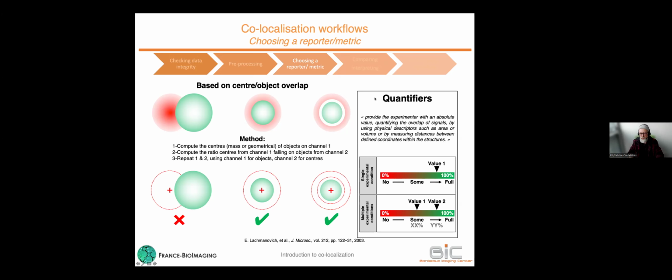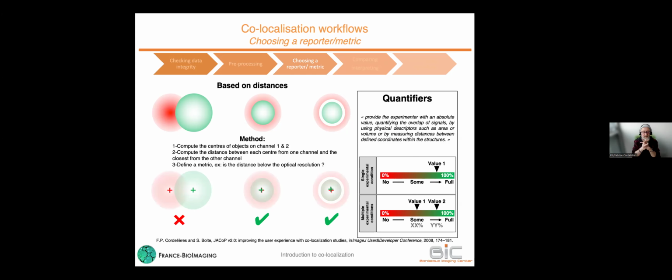So I told you this was a quantifier. How does it work? Well, simply by counting the number of events of colocalization. Maybe dividing the number of events of colocalization by the number of objects you've got in channel A and in channel B. So you see plenty of possibilities.